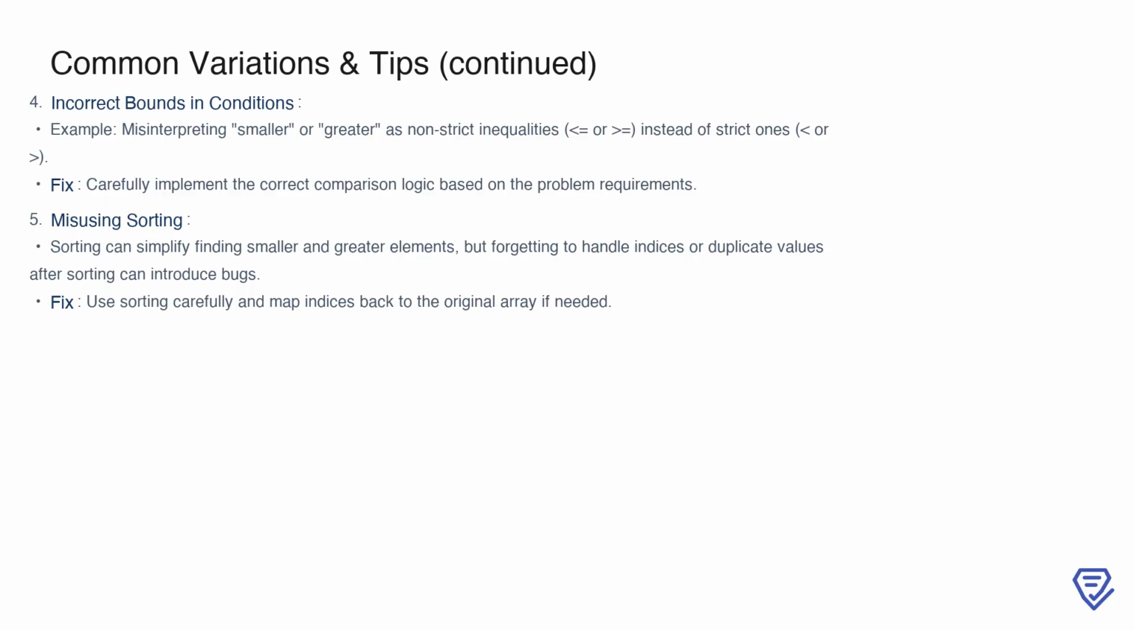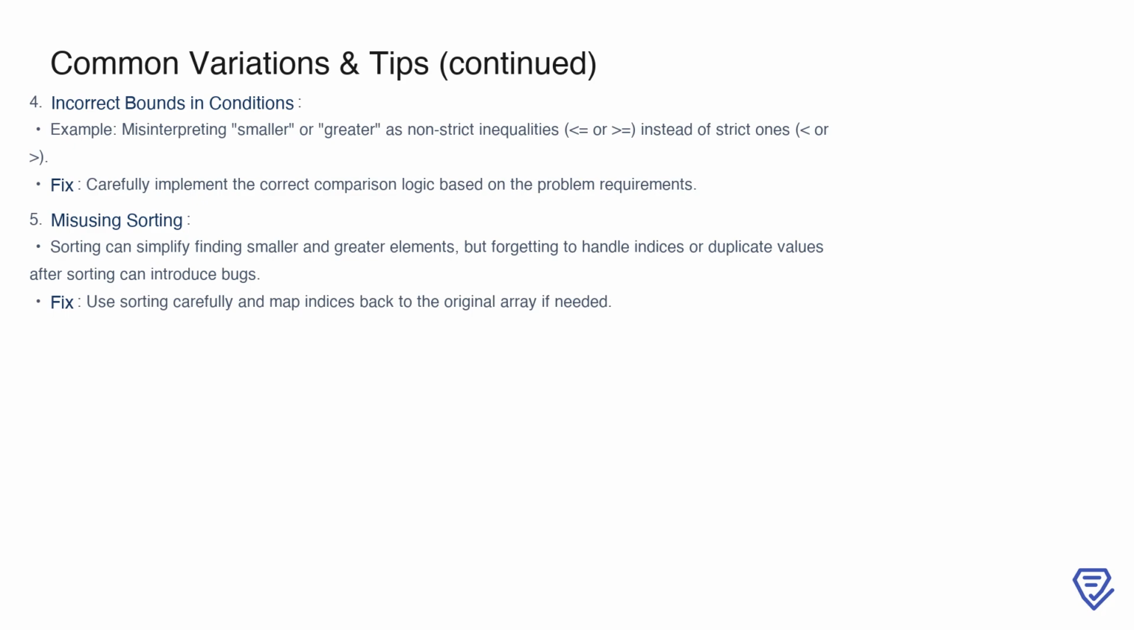Another common pitfall is using incorrect bounds in your comparison logic. Misinterpreting the requirement for strictly smaller or greater elements and instead using non-strict comparisons, such as less than or equal to or greater than or equal to, can lead to incorrect results. Always ensure you implement the strict inequalities as specified in the problem.